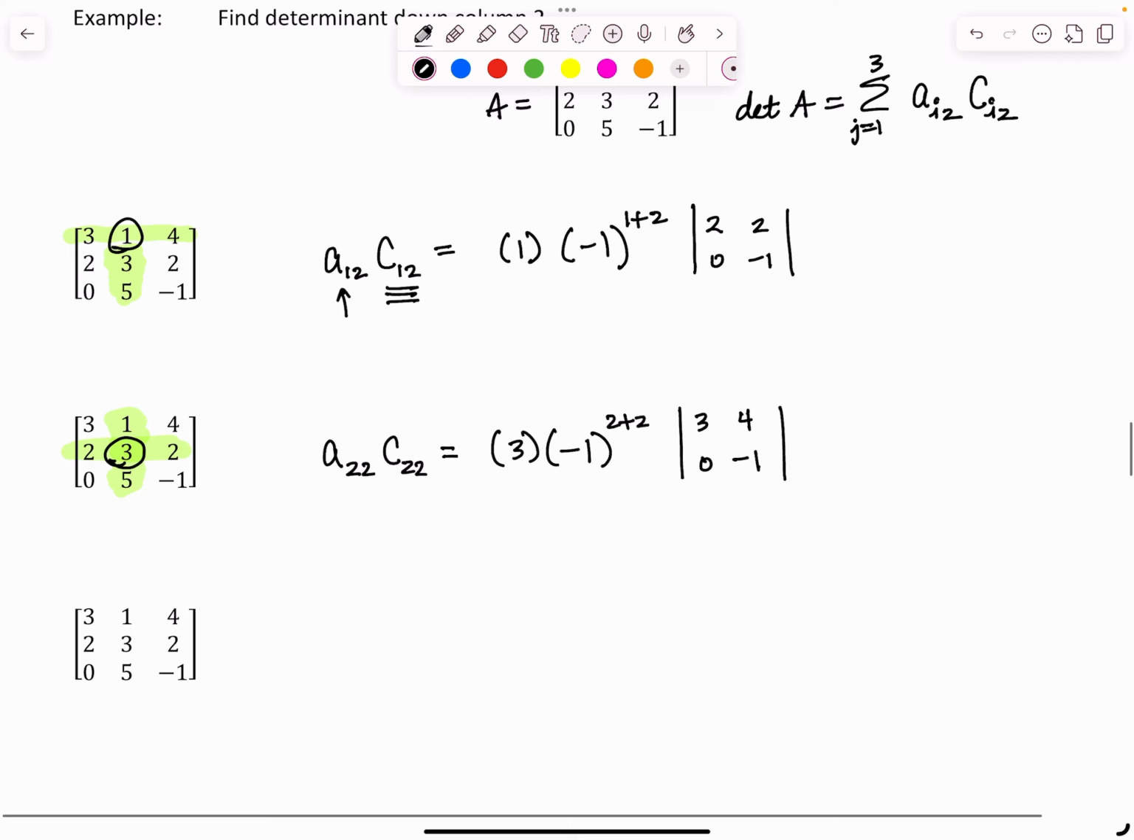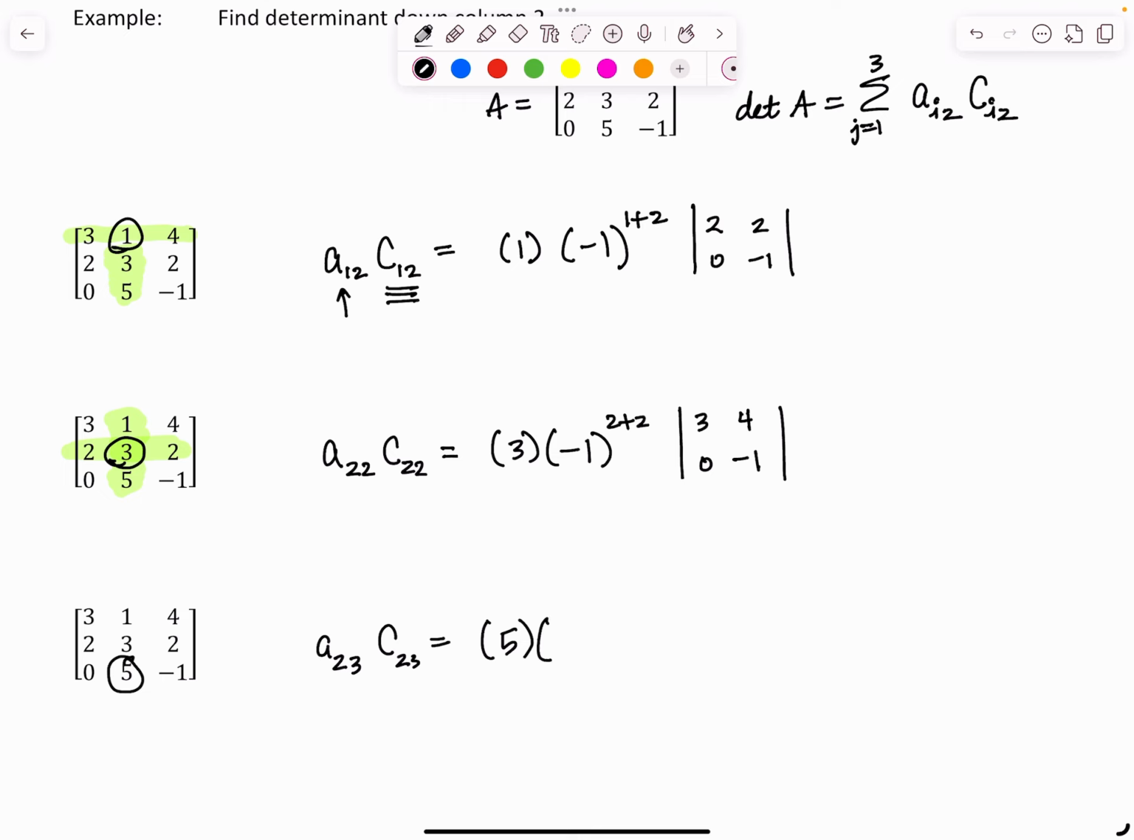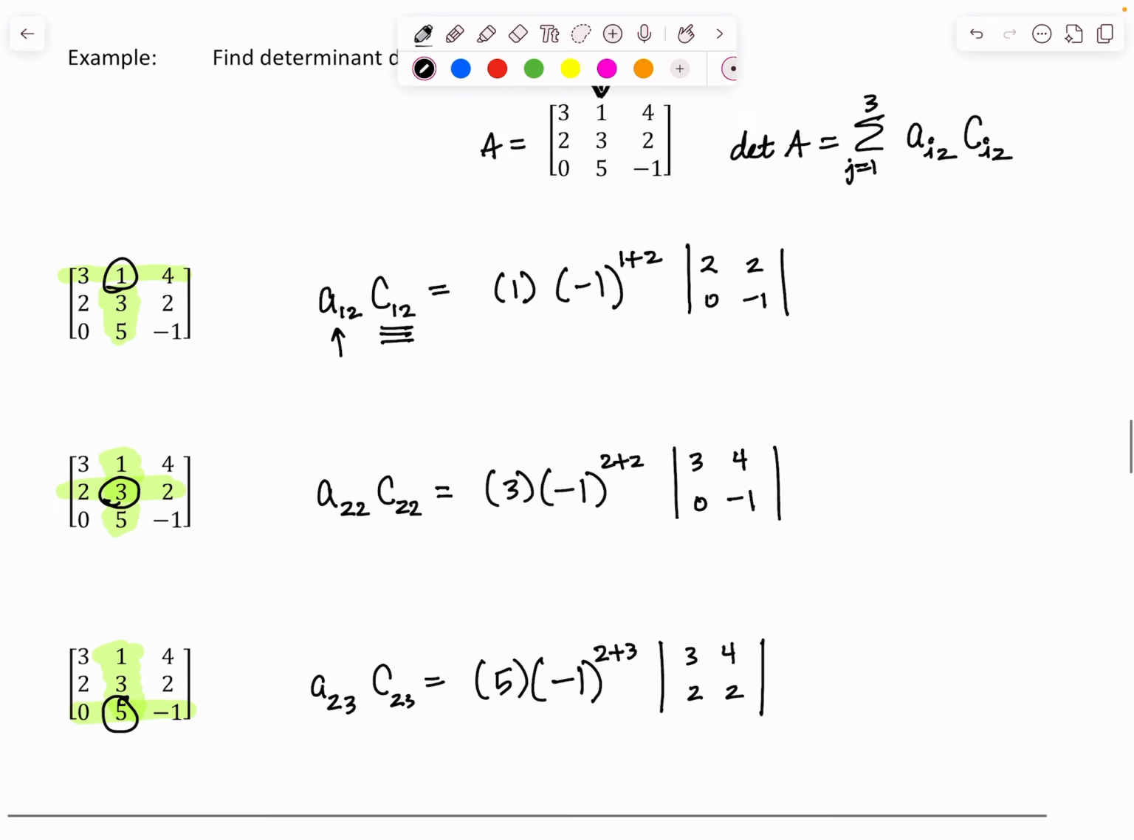And then the final one is A23, C23. And that entry, A23 is 5. That cofactor is going to be minus 1 to the 2 plus 3. And then the submatrix that I have is if I delete the row and column that entry appears in, 3, 4, 2, 2. So once again, I'm going to go ahead and pay attention to these signs.